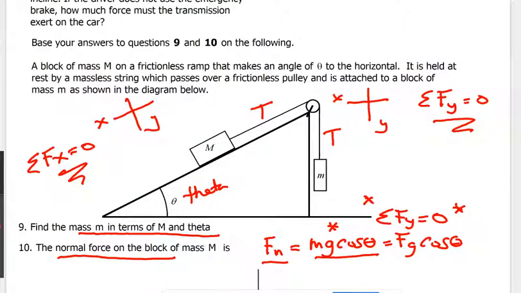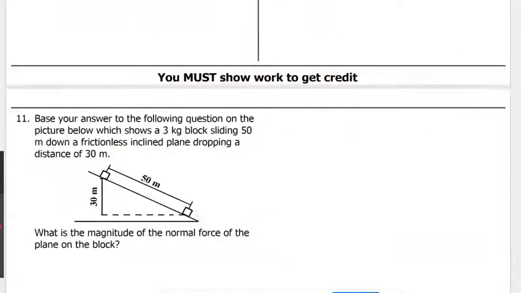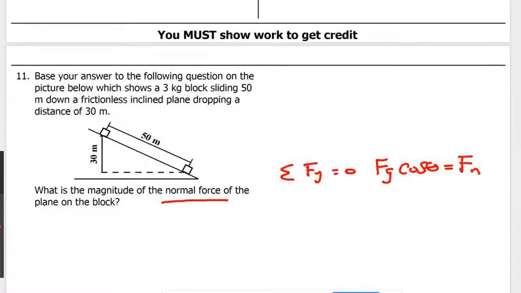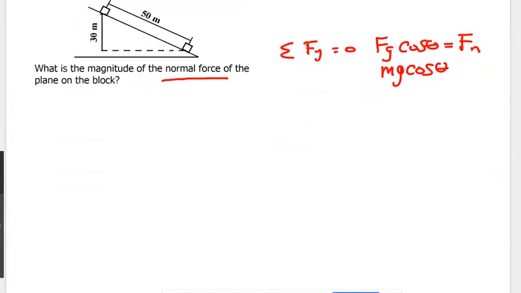Okay, what else can I do for you here? There's that normal force question again. Sum of the forces in the y direction equals 0. So the box's force on the ramp equals the ramp's force on the box. So now look, it says m. So I think I'm going to use mg cosine theta because it says m. It's a 3 kilogram box. So I'll just do that.